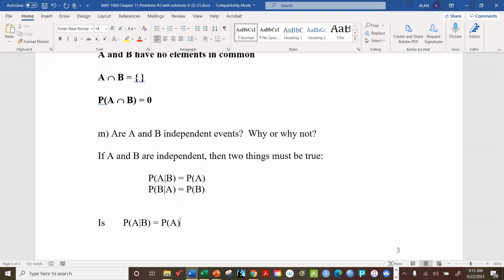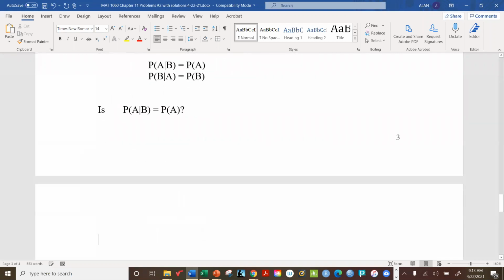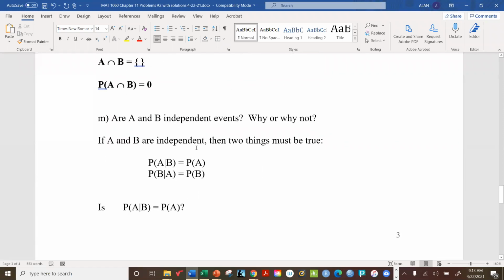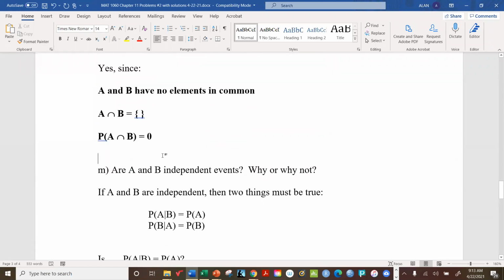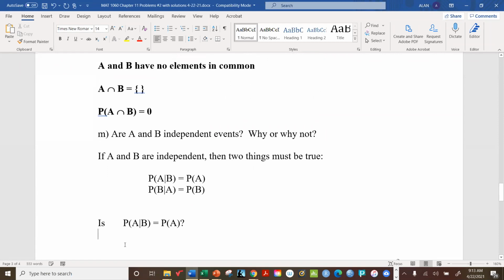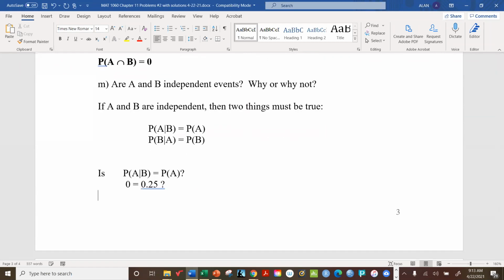So, and then we'll go look these up. Now, remember, if you saw earlier, A given B was equal to 0. So is it true that 0 equals, and remember A had a probability of 0.25? The answer is no, since these are not equal to each other, A and B are not independent.